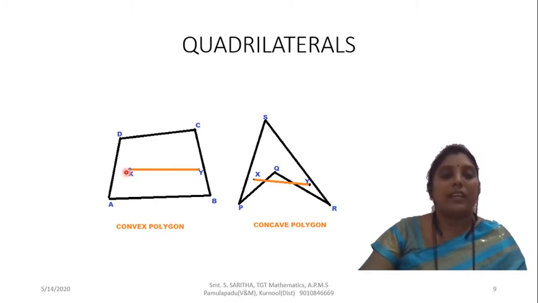Now observe figure 1 here. I have taken the points X and Y inside the quadrilateral ABCD. When I draw the line segment XY, the total line segment XY lies inside the quadrilateral. Here in this figure, when you draw the line segment XY, some part of the line segment comes outside the polygon, into the exterior part of the polygon. If the total line segment lies inside the polygon, such polygons are called convex polygons. If part of the line segment lies outside the polygon, they are called concave polygons.